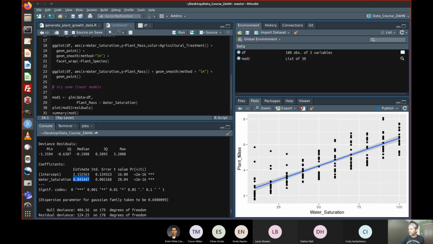Y is plant mass. So plant mass, according to this model, not necessarily in reality, is equal to mx, here's x, so m times water saturation plus 2.15. That's our m, our slope of the line for water saturation. For every increase of 1% water saturation, our model is saying you should expect an increase of 0.04 grams of plant mass. That's the slope of this line. All right, so that's how we get the equation for this line.